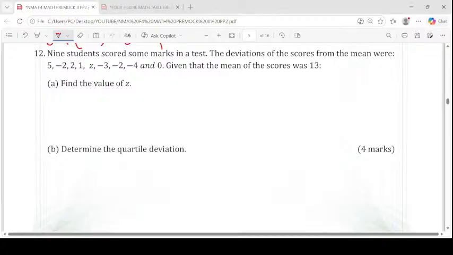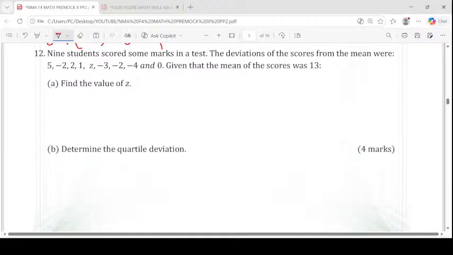9 students scored some marks in a test. The deviations of the scores from the mean were as follows: 5, negative 2, 2, 1, Z, negative 3, negative 2, negative 4, and 0. Given that the mean of the scores was 13, find the value of Z.